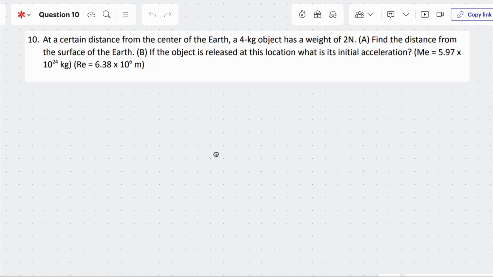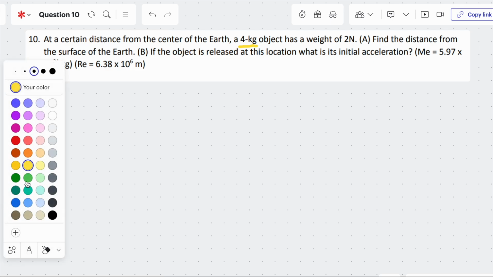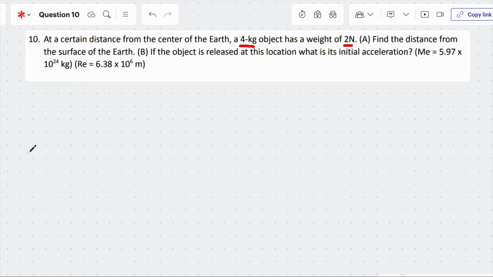All right. A certain distance from the center of the Earth, a 4 kilogram object has a weight of 2 newtons. So we're going to want to know that it has. Why is that yellow? You know, I want to do red for this one. We're having fun. Okay, 4 kilograms with a weight of 2 newtons. Find the distance from the surface of the Earth.